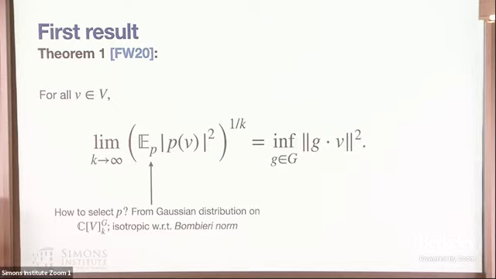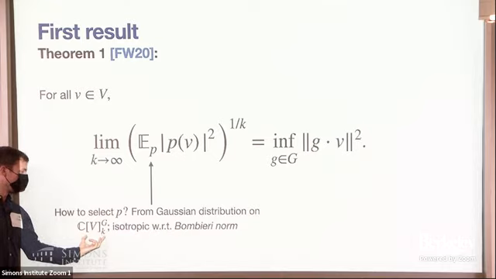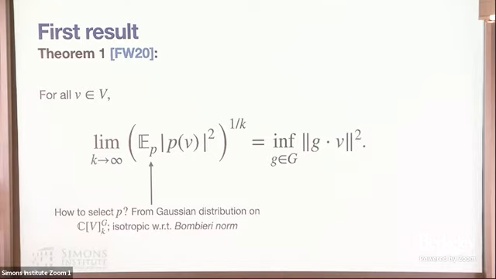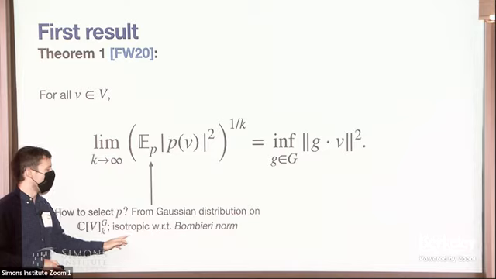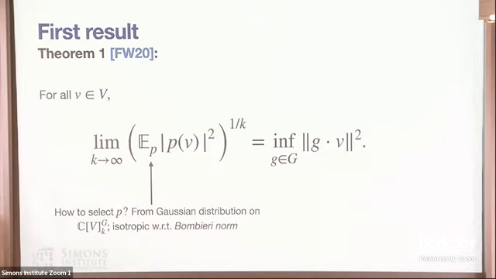Right, so I said I would say how to select this polynomial. Basically, this space is a vector space, so you could take a complex Gaussian on it. Really, it's just any distribution that's isotropic. It doesn't really matter what it is. And the sense in which it should be isotropic is with respect to the Bombieri norm. I will explain what that is, but it's actually a super common and very natural inner product on polynomials.